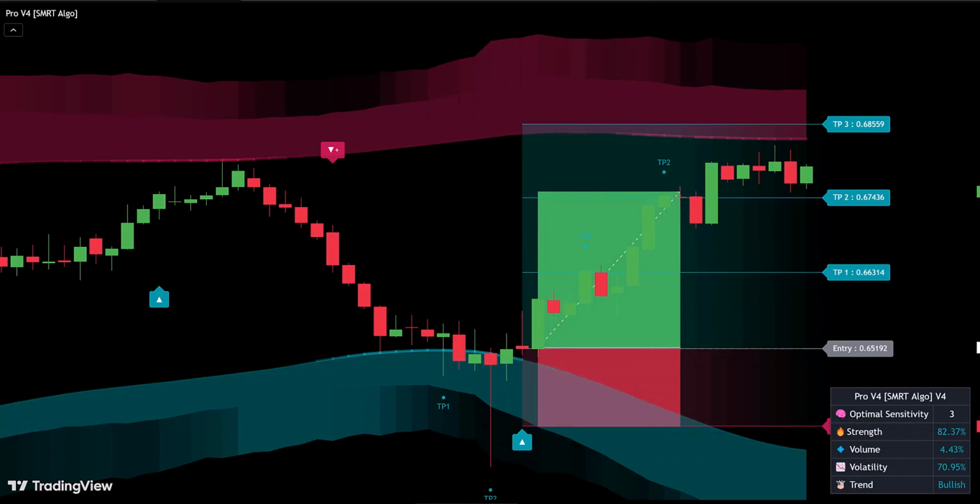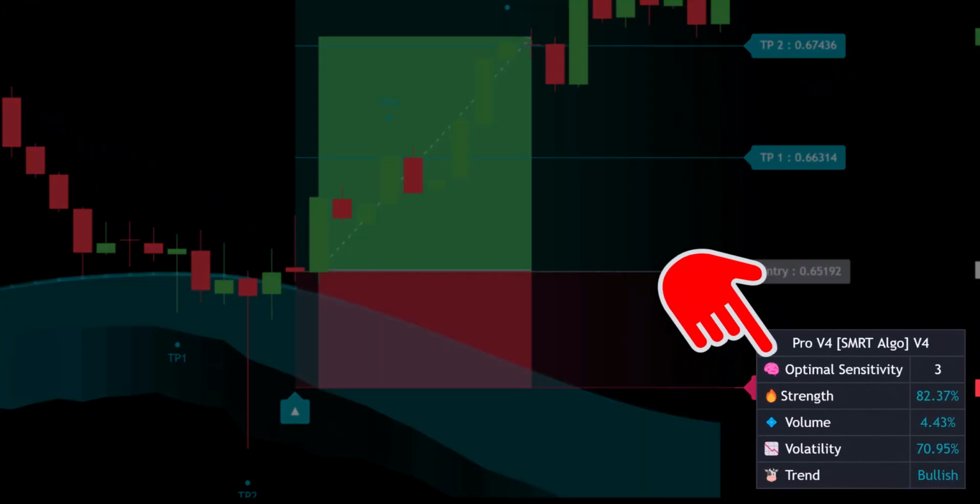Again, if you look at this dashboard, you can see that the optimal sensitivity is 3. The strength is 82.37%. The volume is 4.43%. The volatility is over 70%. And the trend here suggests the market is bullish, in a way confirming all your directional bias.